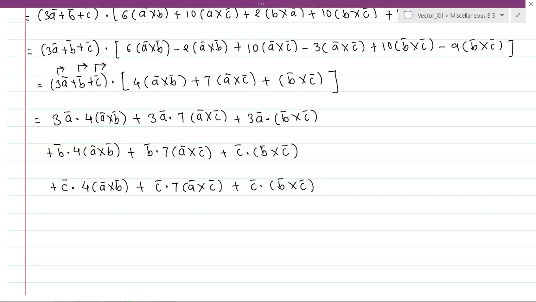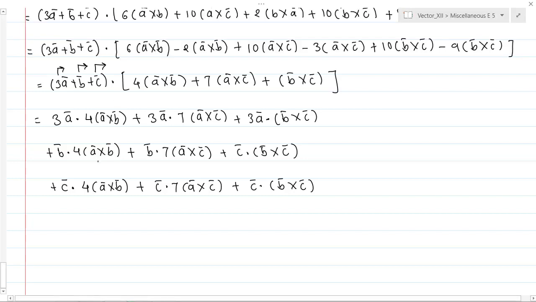And you know very well that dot and cross means what? It is nothing but the box product. See, A bar dot A bar cross B bar is nothing but the box product in which you have two vectors the same, A same, so it is absolutely going to be 0. Here also you have A and A same, so it is again going to be 0. This is not going to be 0, this is nothing but the box product of ABC. Let's keep it as it is.